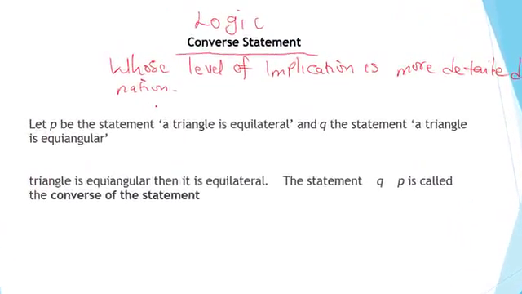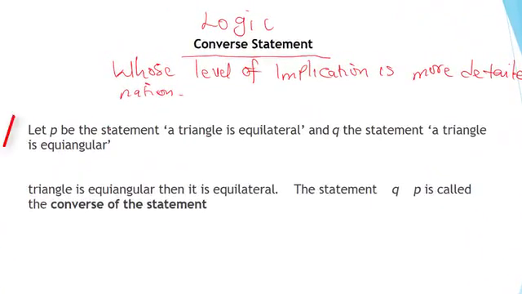For example, let us take an analysis from what we are seeing in front of us. Let P be the statement a triangle is equilateral. Now, what is an equilateral triangle? An equilateral triangle is a triangle whose three sides, let me say 5, 5 and 5, and the angles are 60, 60 and 60. We all know that an equilateral triangle has three sides equal and three angles equal.